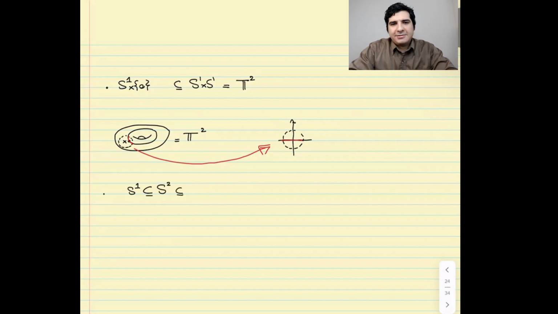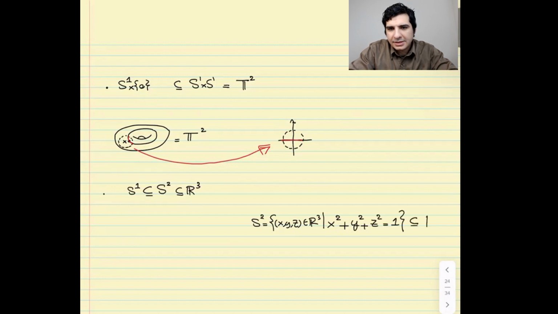We can also think about, as our third example, S1 as a submanifold of S2 and S2 as a submanifold of R3. The way to think about it is that S2 can be understood as the set of points x, y, z in R3 where x squared plus y squared plus z squared equals 1. Of course, this is given as a subset of R3. In fact, it's a submanifold of R3, right? This is R3, and the sphere sitting here. There's a circle going around the 2-sphere.